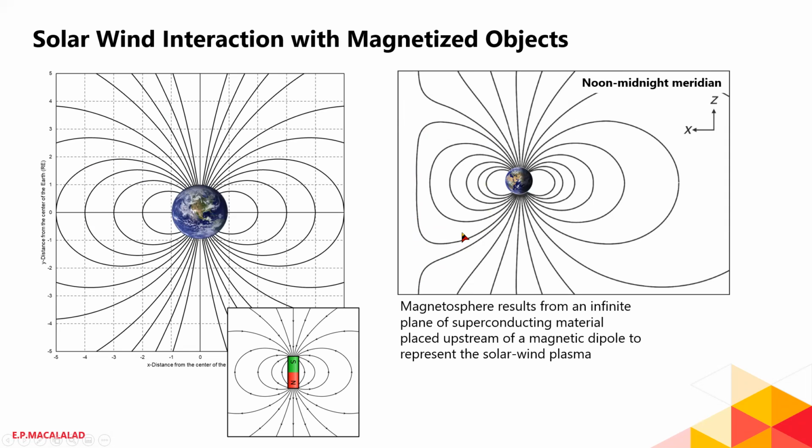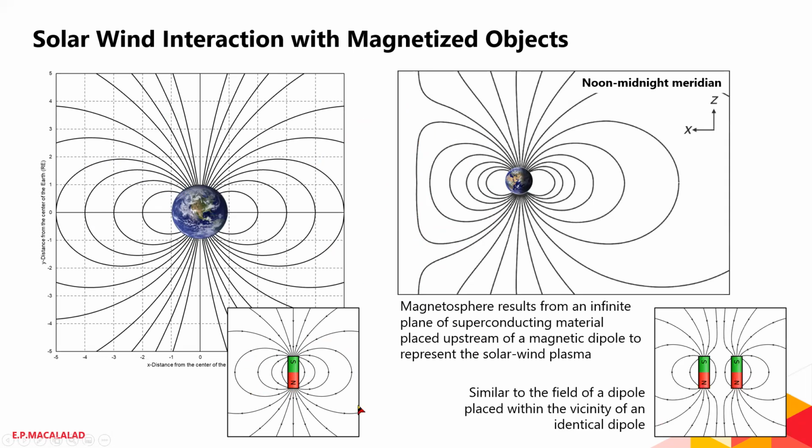So imagine, this is for an infinite plane of superconducting material placed upstream from the magnetic dipole. So upstream, toward here. Imagine how it is in terms of your usual magnet. Imagine you place a similar object beside this, like this one. You see the change in the magnetic dipole configuration of your usual magnetic field. This is the same concept as this one, but this is for a parallel field.